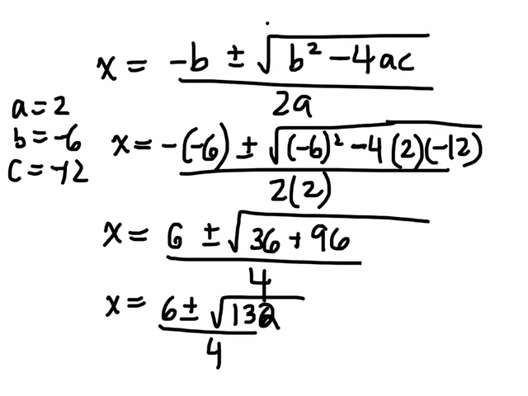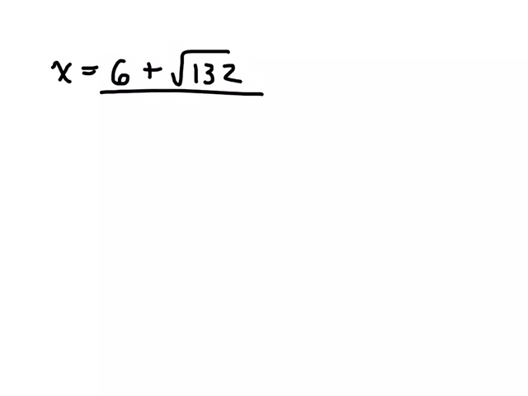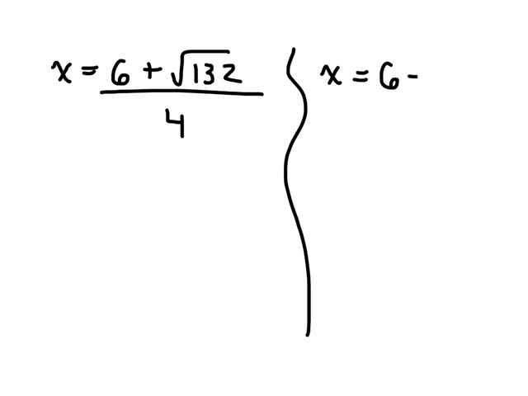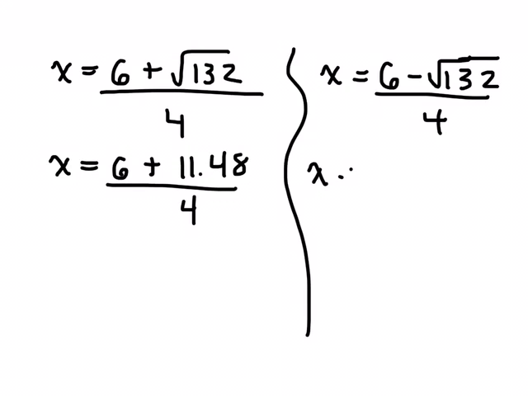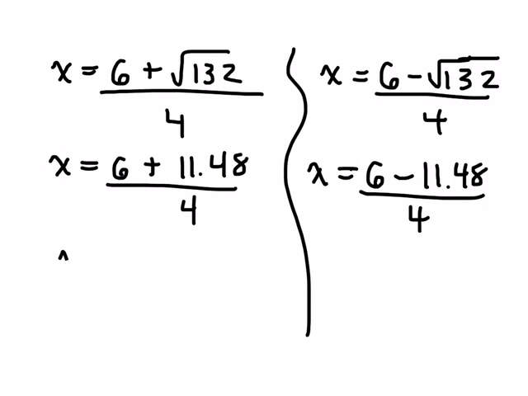Okay, let's flip to the next page so we have more space. So x equal to 6 plus the square root of 132 divided by what? 4. And x is equal to 6 minus the square root of 132 divided by 4. What's the square root of 132? It's 11.48. Okay, divided by 4, and then x equals 6 minus 11.48 divided by 4. So approximately 4.37, and x equals negative 1.37. Okay, good.